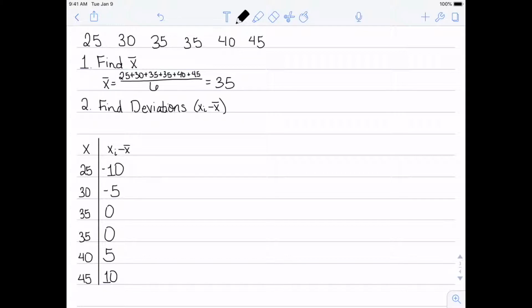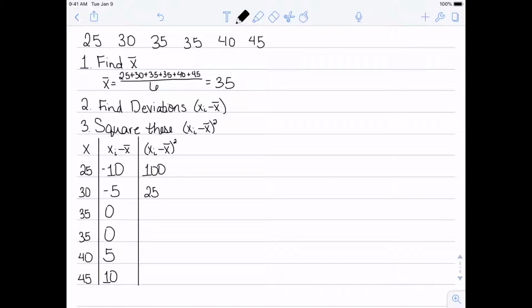So now let's talk about the next step. The next step is to square these values. In order to do that, I'm just going to add another column to this table to square them. Negative 10 squared is 100. Negative 5 squared is 25. 0 squared is 0. 5 squared is 25. And 10 squared is 100.